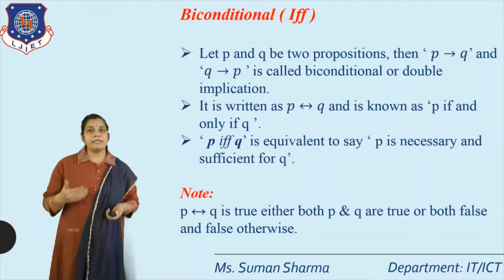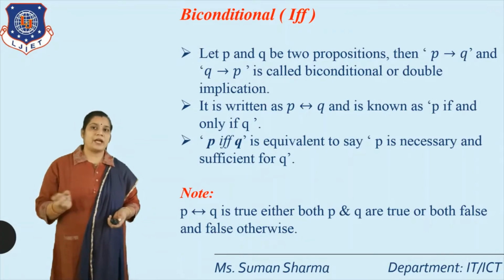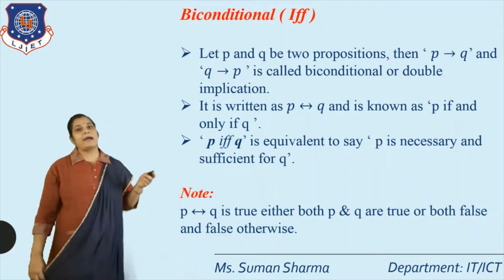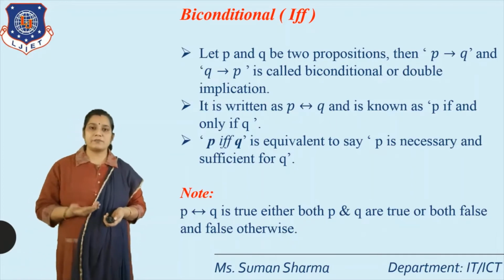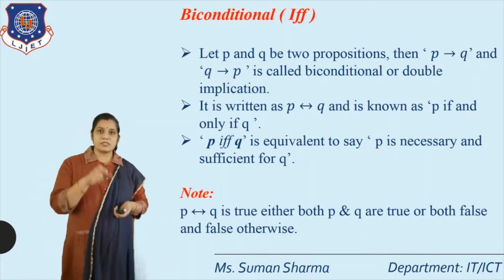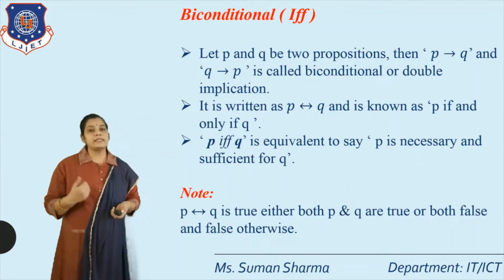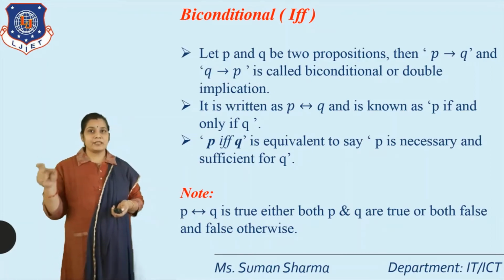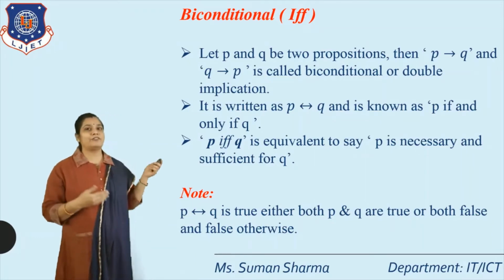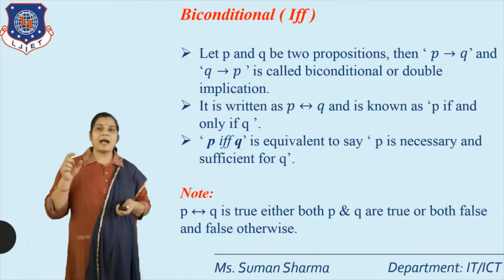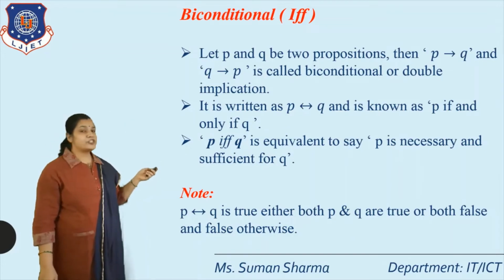Okay. So here let P and Q be two propositions, then P implies Q and Q implies P is called the biconditional or the double implication. That means if we have the two statements P and Q, so P implies Q and Q implies P is called the biconditional. So it is written as P if and only if Q, and is read as P if and only if Q. Okay, biconditional. So P IFF Q is equivalent to saying P is necessary and sufficient for Q.